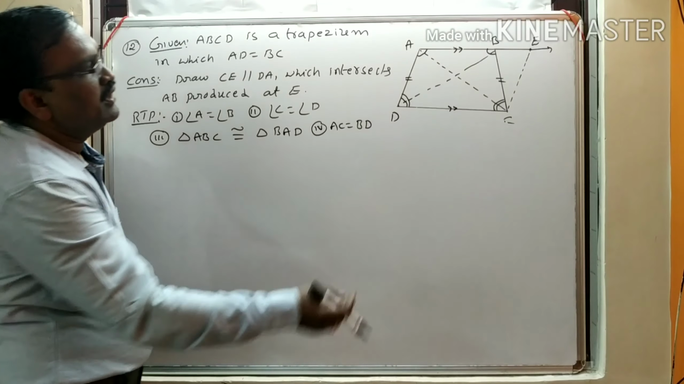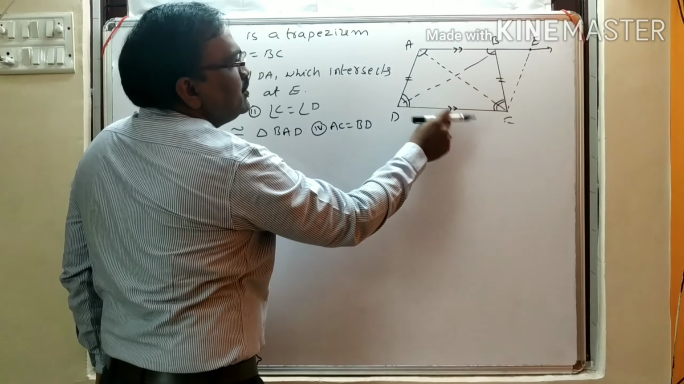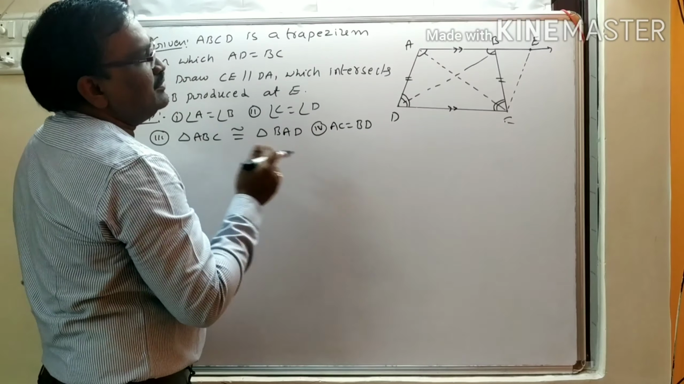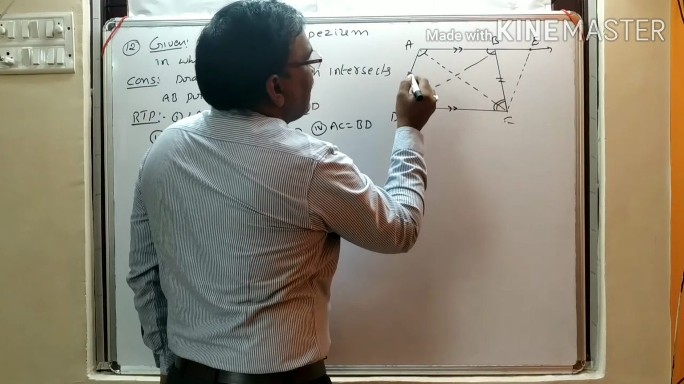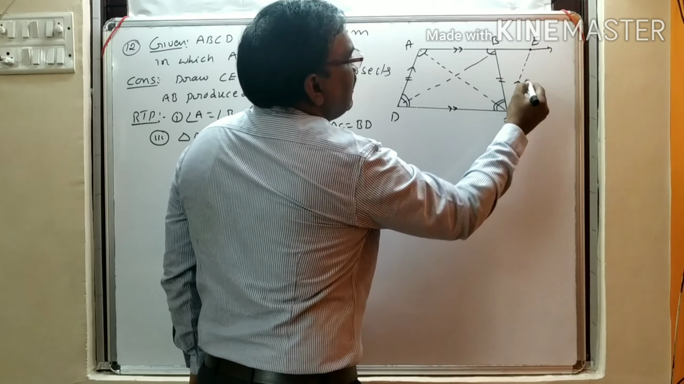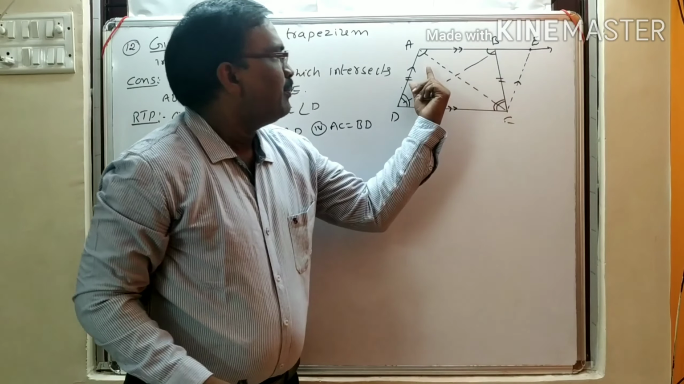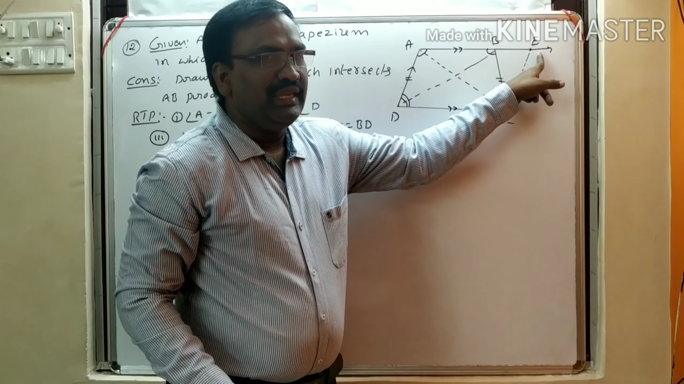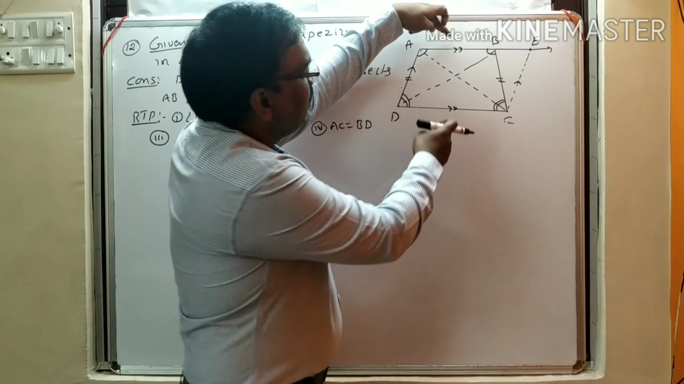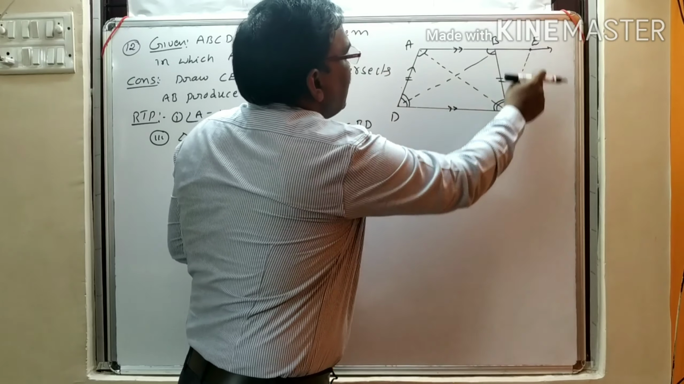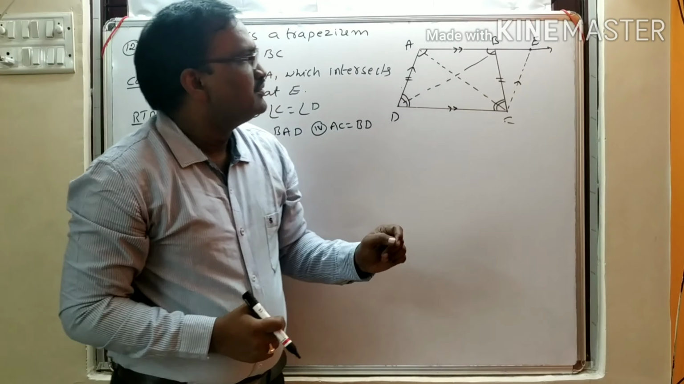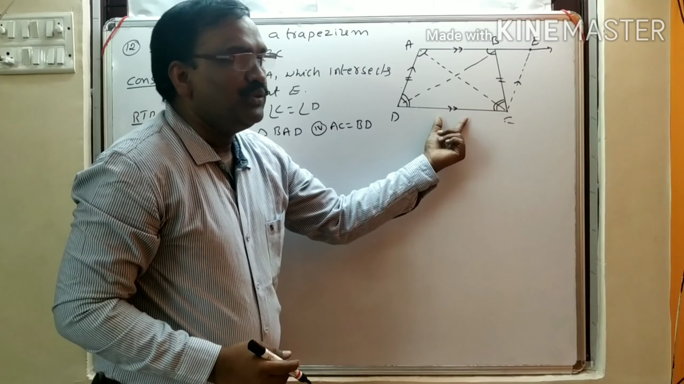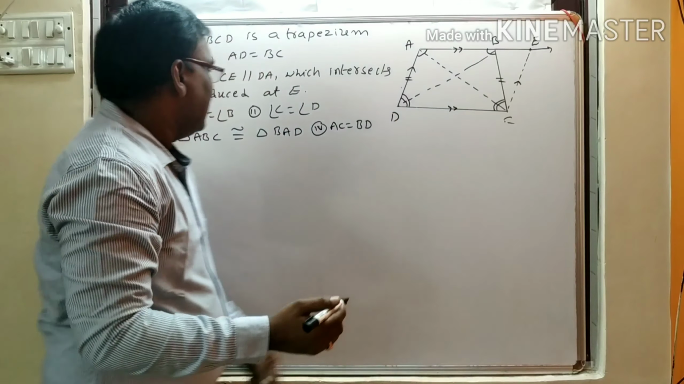See, ABCD trapezium, these two parallel and these two are equal. So the construction: draw CE parallel to AD. It intersects AB produced at E. See, these two parallel, now these two parallel. What is ADCE or AECD? AECD. AB is parallel to DC, nothing but AE parallel to DC.